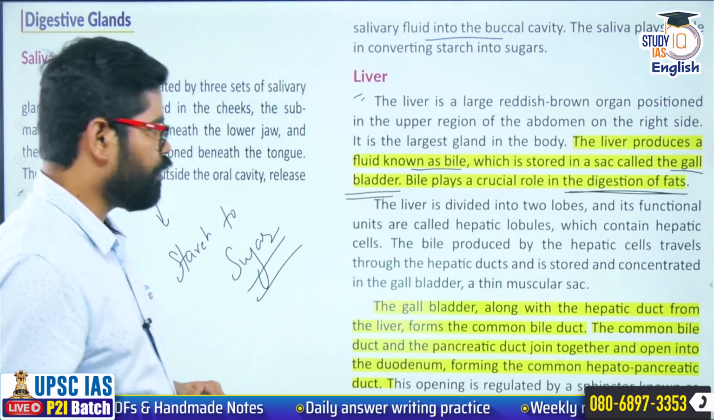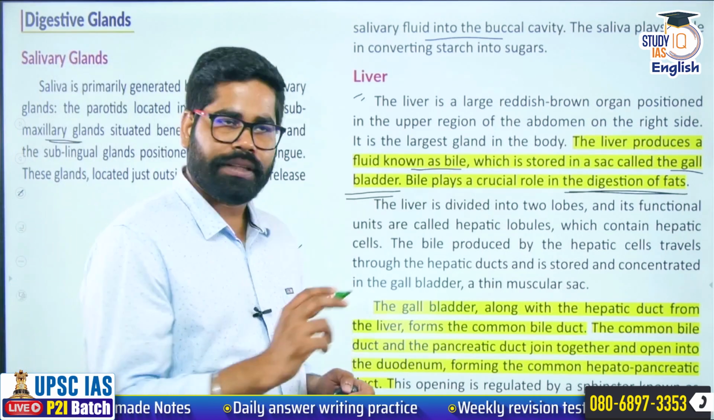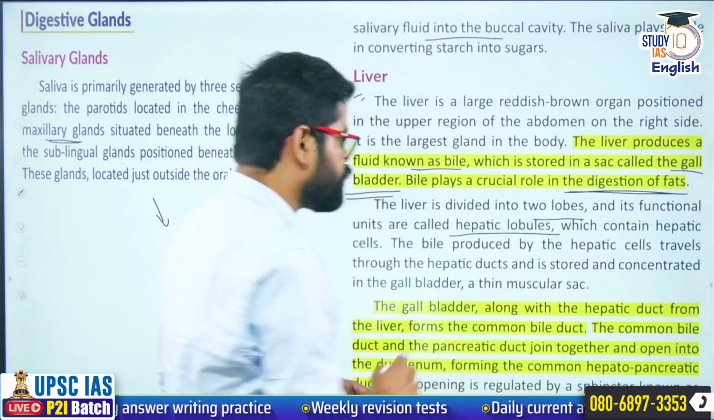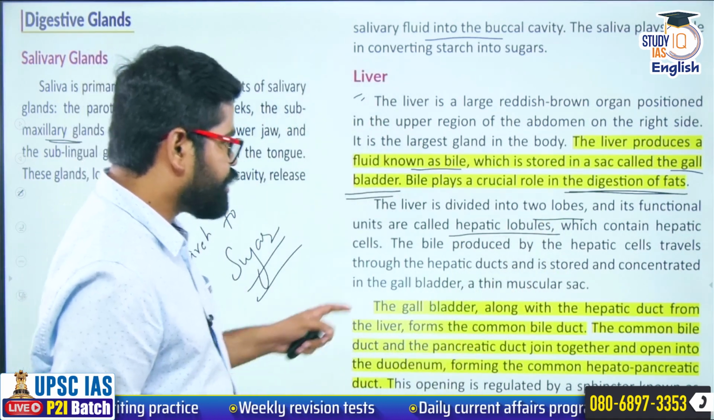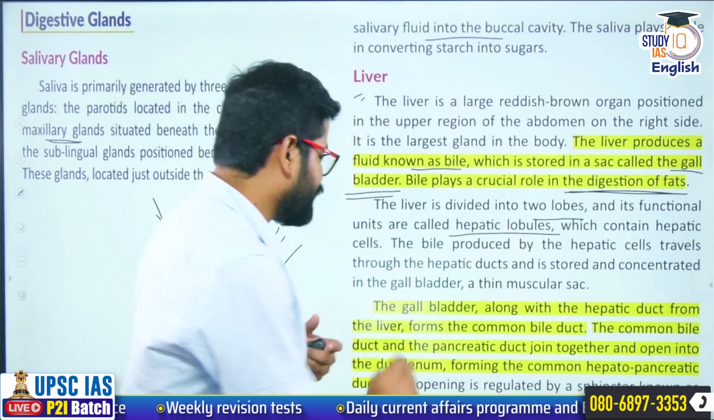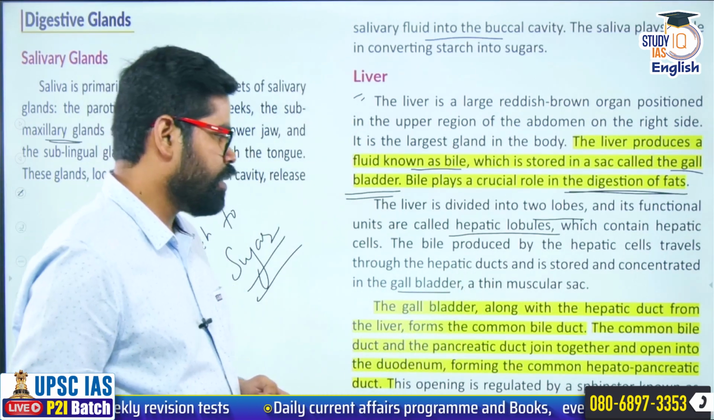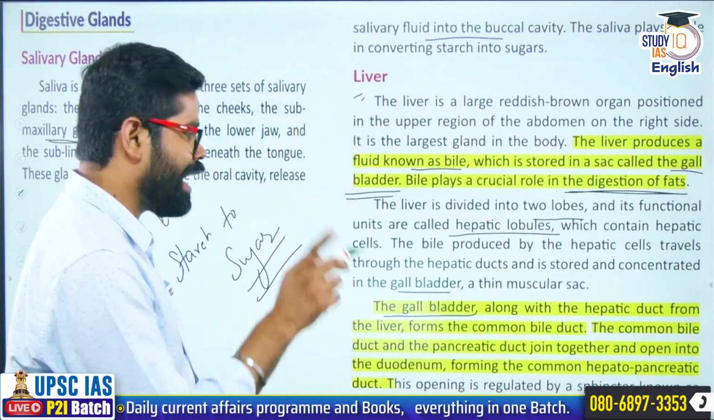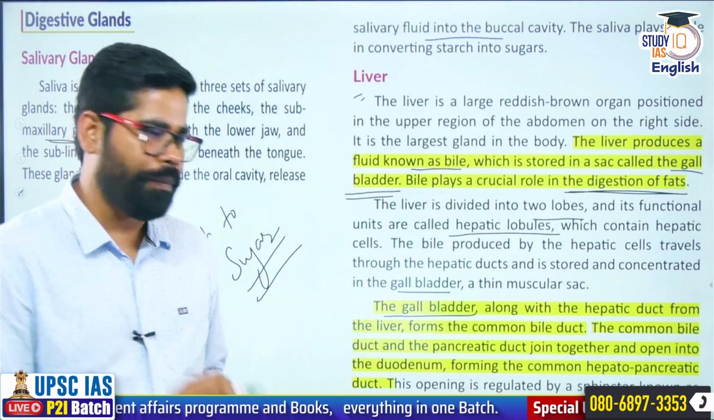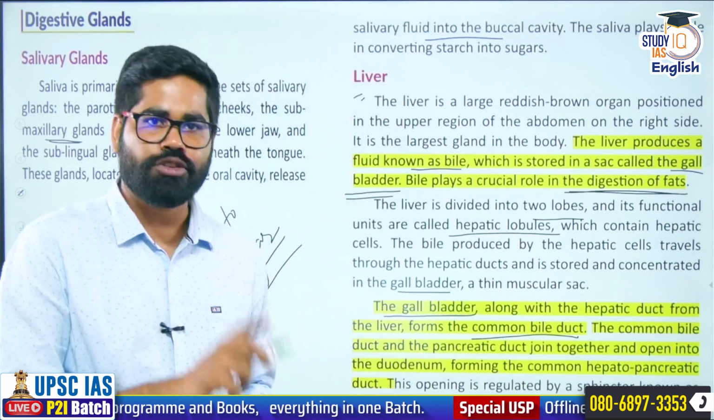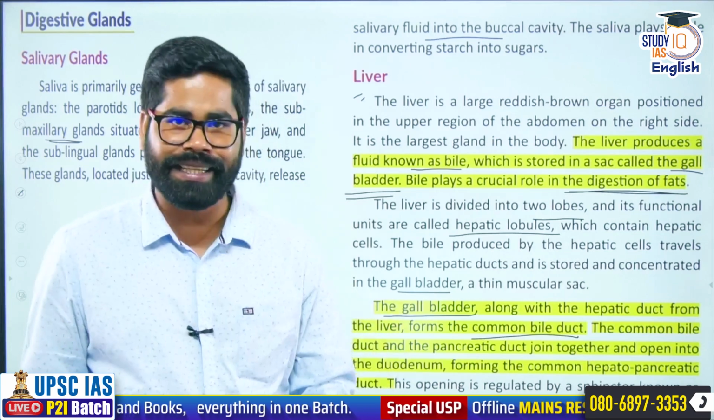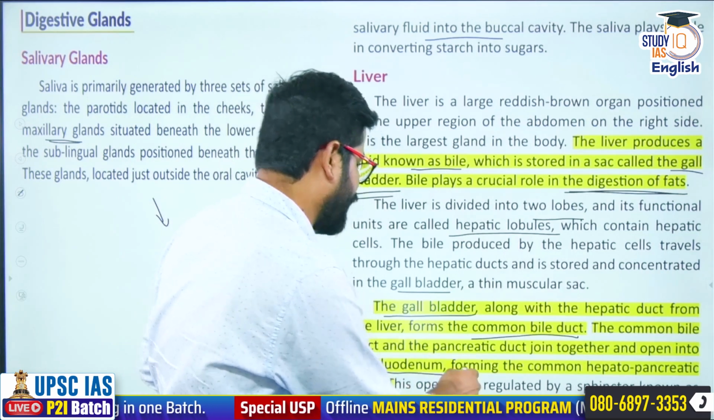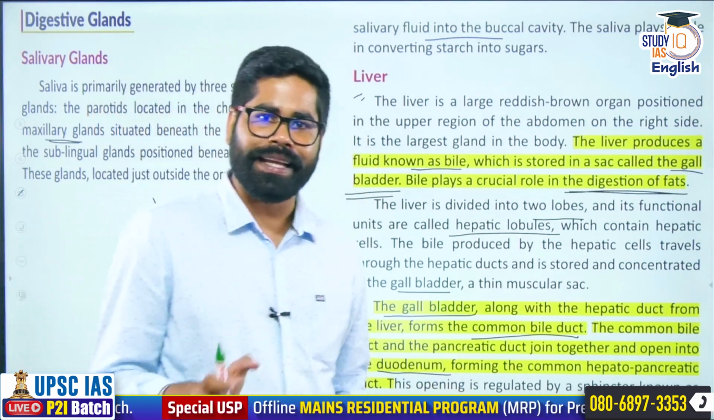Now, if we talk about this liver, it has two different lobes, and they are called hepatic lobules. Basically, bile travels through the hepatic ducts and is then stored in the gallbladder. So we have two different things: the gallbladder and the hepatic duct. They form a common bile duct, and this common bile duct along with the pancreatic duct opens into one part of the small intestine which is called the duodenum. So they are opening into the small intestine.